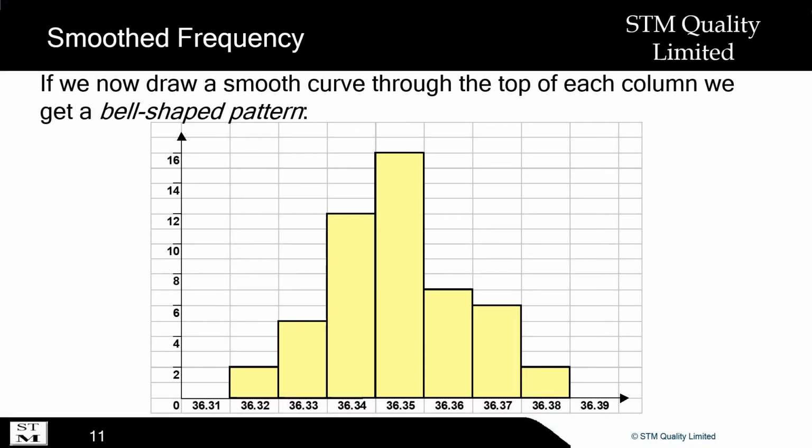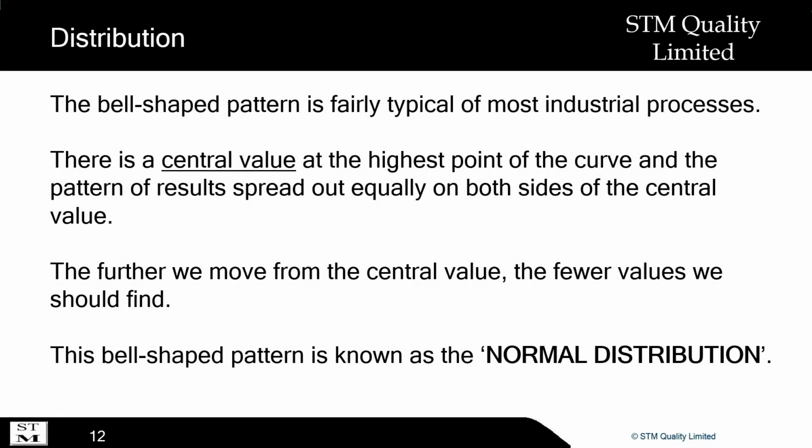If we now draw a smooth curve through the top of each column, we get a bell-shaped pattern. The bell-shaped pattern is fairly typical of most industrial processes. There is a central value at the highest point of the curve, and the pattern of results spread out equally on both sides of the central value. The further we move from the central value, the fewer values we should find. This bell-shaped pattern is known as the normal distribution.